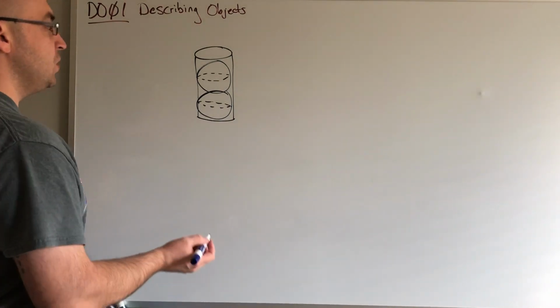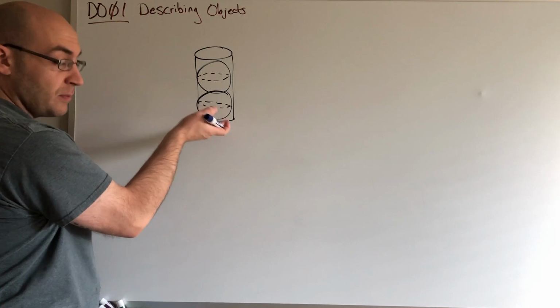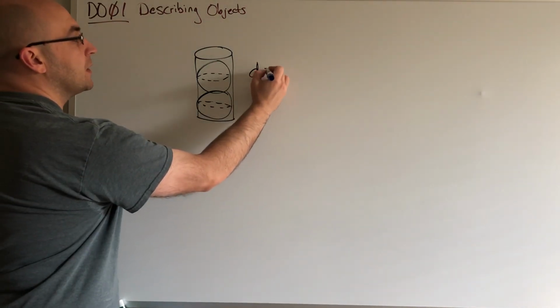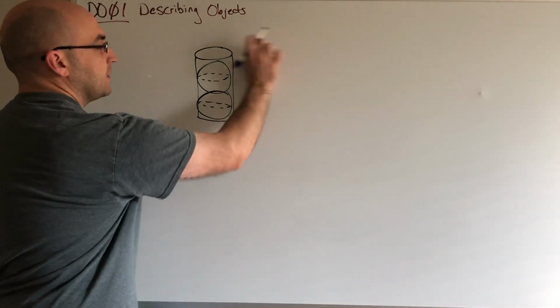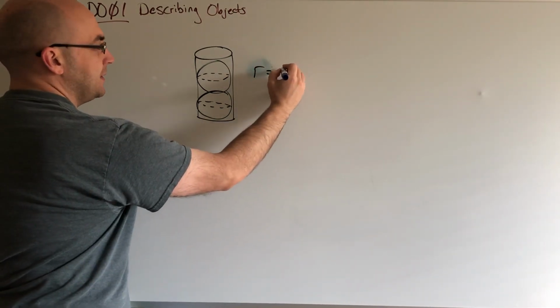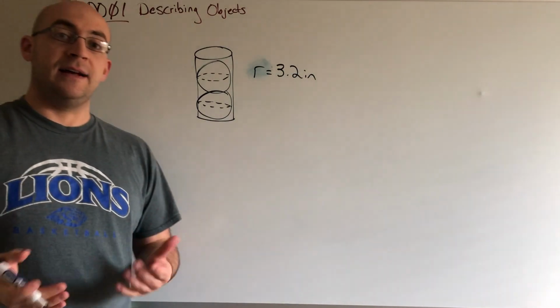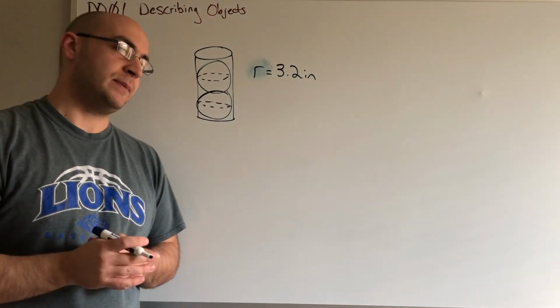Now, let's say there was only 2 tennis balls in this can and they reached from the bottom of the can to the top. What if I said the radius of the cylinder was 3.2 inches? Then you would have to calculate how tall the can was, right? So we can do that from a volume standpoint.